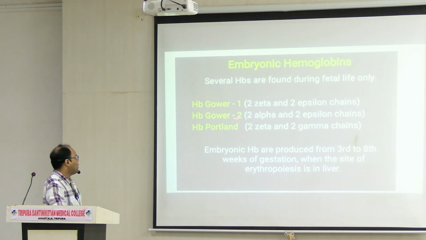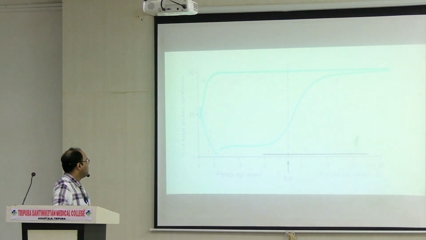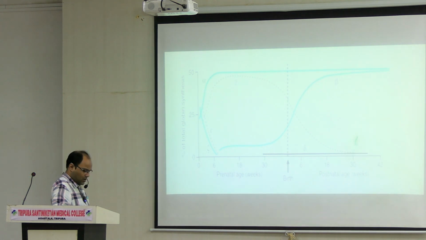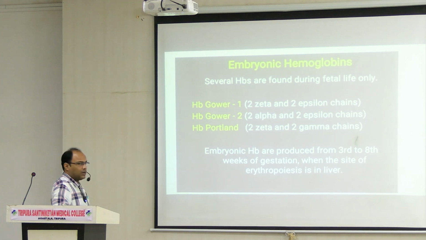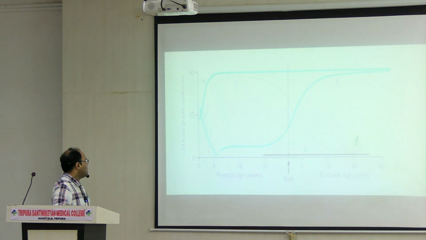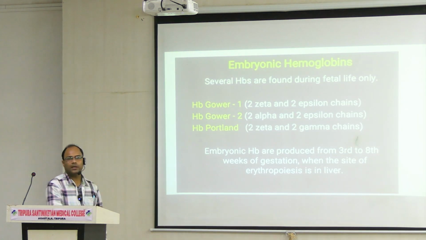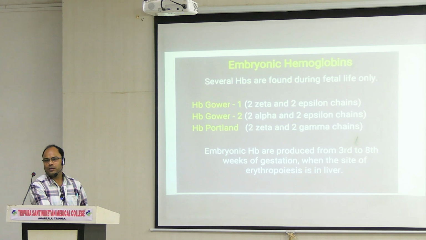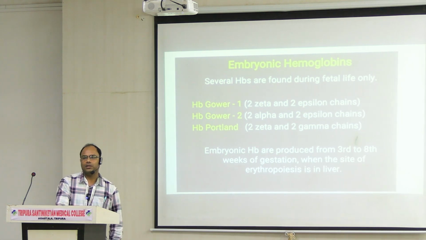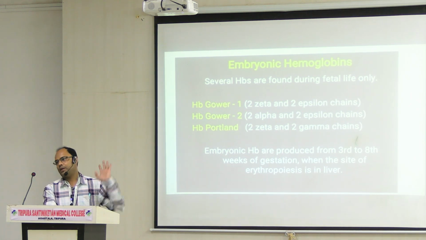Next is hemoglobin Gower 2. Here it is formed by 2 alpha chains and 2 epsilon chains. Here you can see 2 alpha chains and 2 epsilon chains; you can make hemoglobin Gower 2. And next is hemoglobin Portland. Here it is made by 2 zeta chains and 2 gamma chains. It is only present in fetuses. As soon as you start making hemoglobin from the liver, all these disappear.